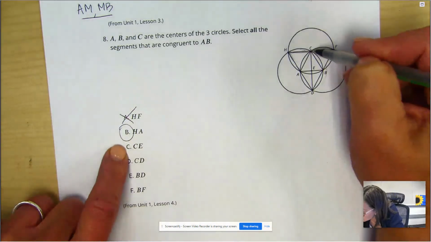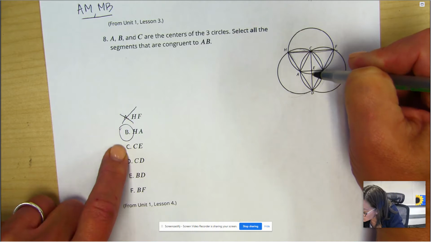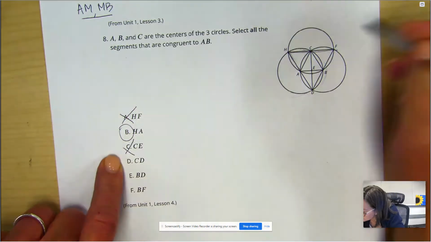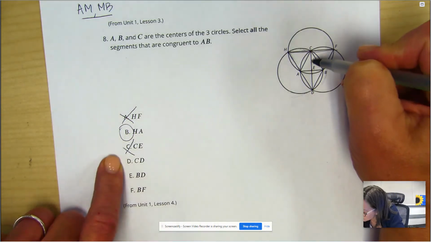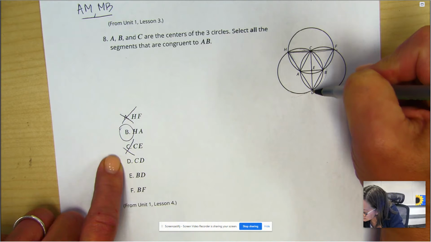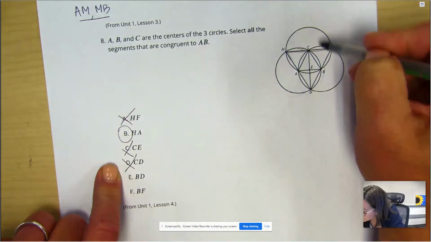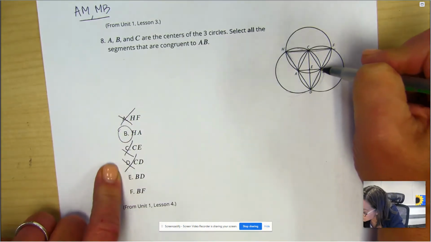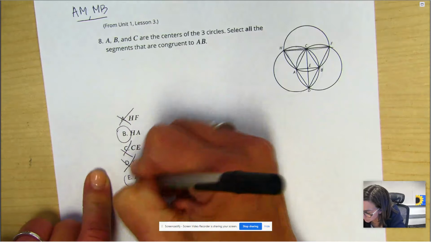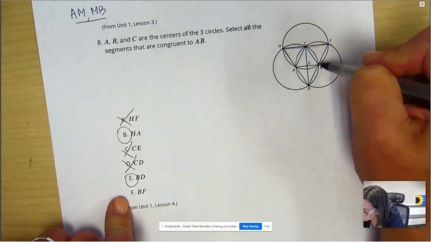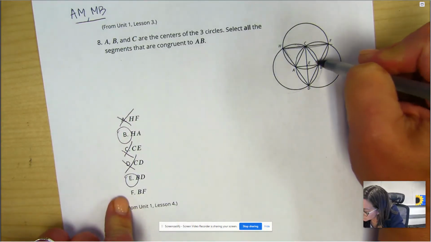How about CE? It goes from the center, but not to the edge of the circle. CD goes past. BD, center, edge of the circle. BF, circle centered at B. Yes, it is a radius of the circle centered at B.